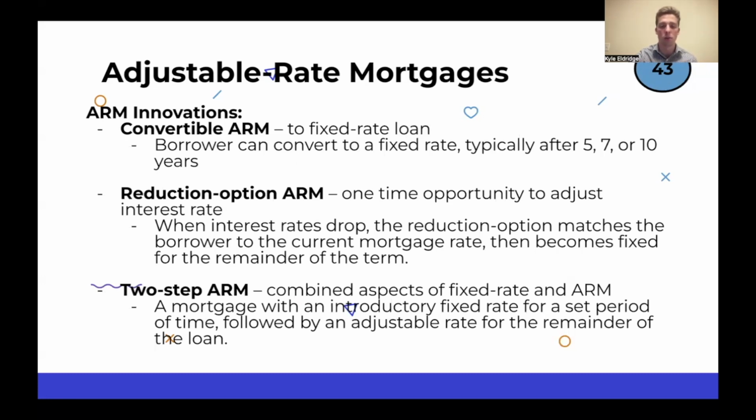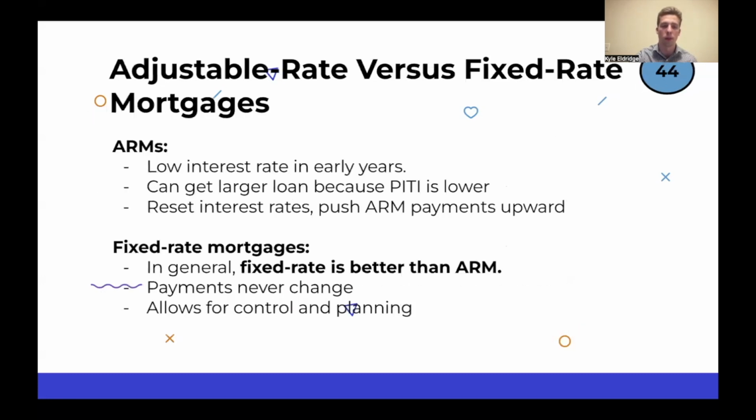When interest rates drop, the reduction option matches the borrower to the current mortgage rate, which then becomes fixed for the remainder of the term. The two-step ARM is a combination of both aspects. It is a mortgage with an introductory fixed rate for a set period of time, followed by an adjustable rate for the remainder of the loan. Overall, adjustable rates have lower interest rates in the early years, but can get high later on.